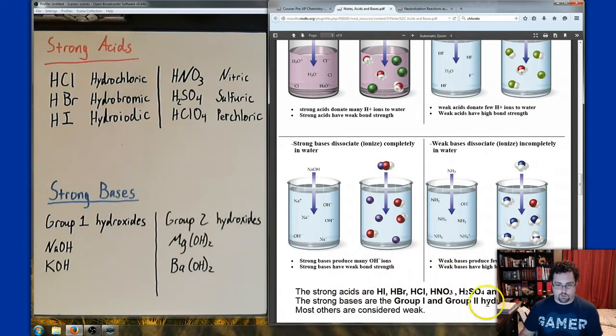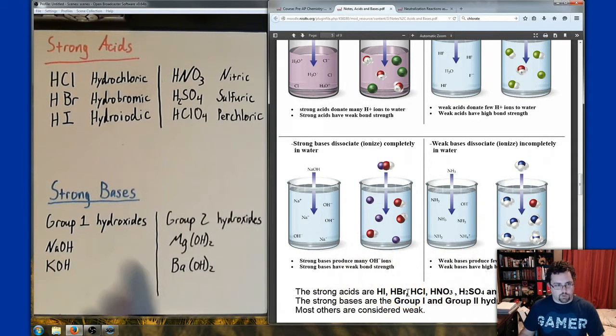It says in your notes here the strong acids and bases, and I've also written it over here for you. These 6 are your major strong acids: hydrochloric, hydrobromic, hydroiodic, and then nitric, sulfuric, and perchloric. The first 3 are pretty easy to remember because they're all halogens. Chlorine, bromine, and iodine are all in group 17 on the periodic table. Nitric, sulfuric, and perchloric are all made from polyatomic ions. You'll have to remember those.